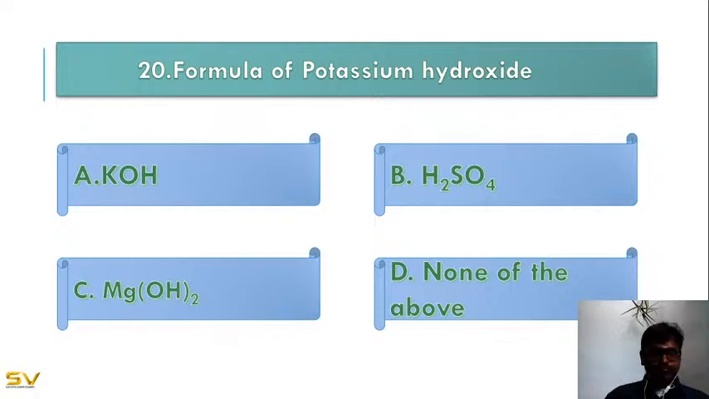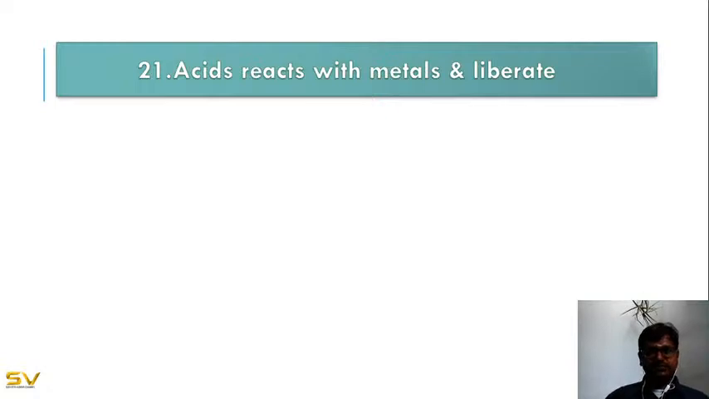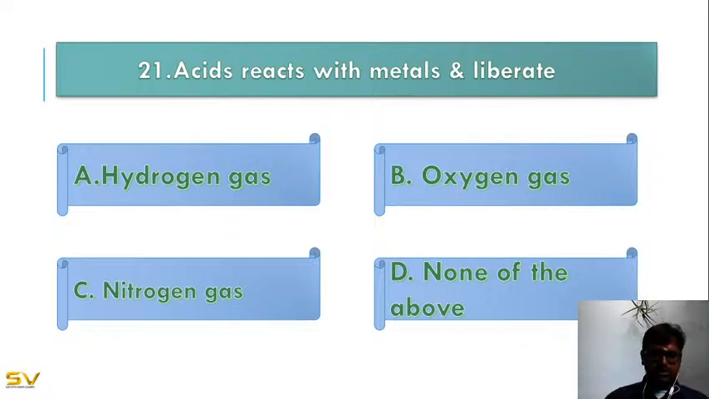Now coming to the next question, it's acid reacts with metals and liberates. So which gas is liberated? Hydrogen gas, oxygen gas, nitrogen gas, none of the above. So you all are aware of this because you got this in the previous questions also, I think so. So acid reacts with metals and liberates. So I think without seeing the options, you will be typing the answers.